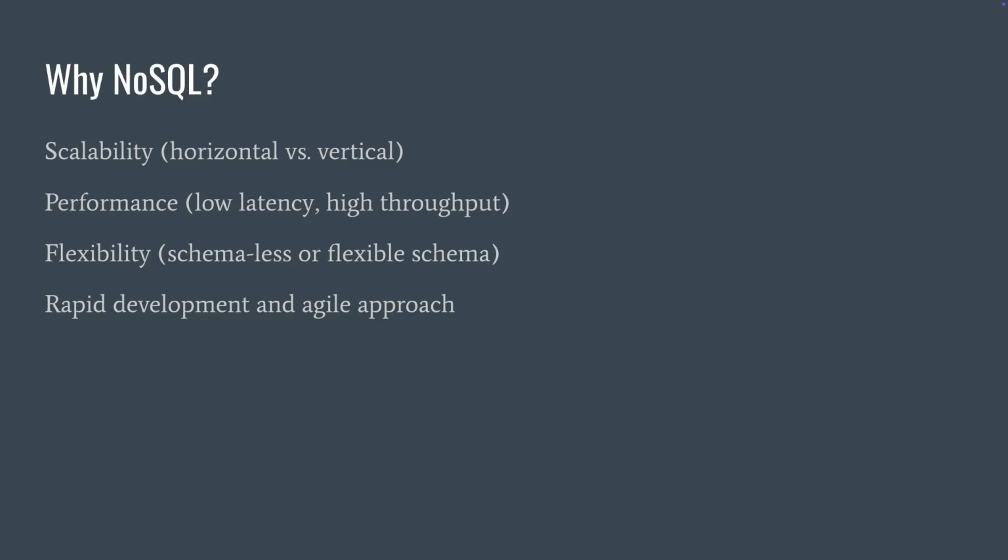Last is rapid development. Since you don't have to worry about complex table structures and joins, you can focus on building features more quickly. The NoSQL data model can match the objects in your application code more naturally, especially if you are storing documents or key value pairs.